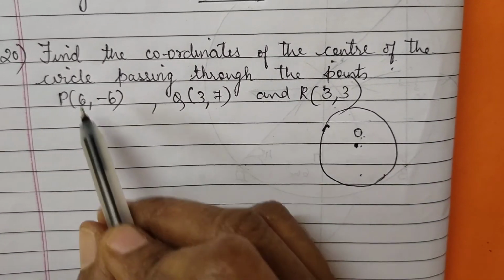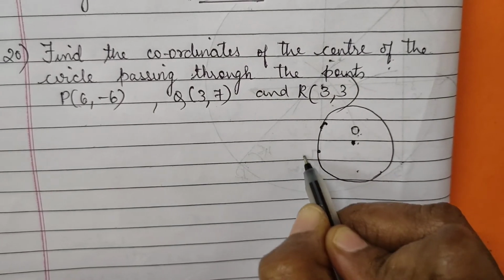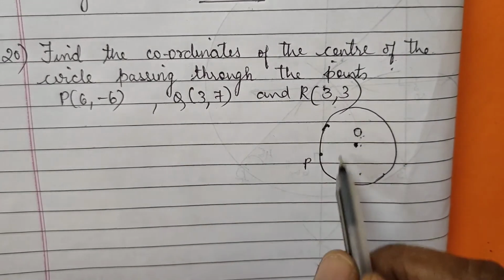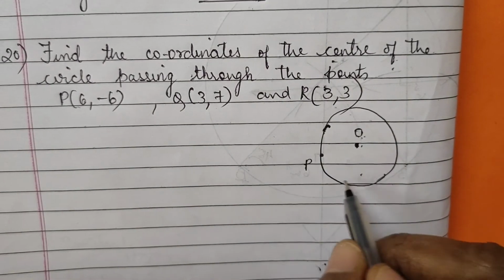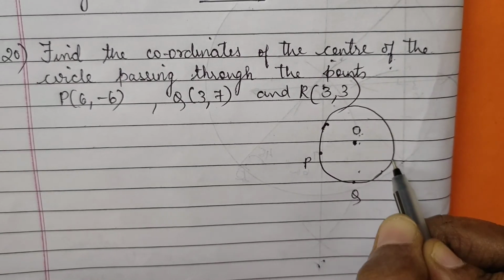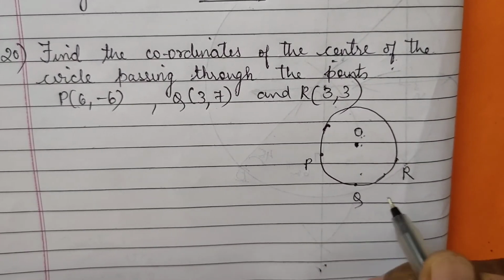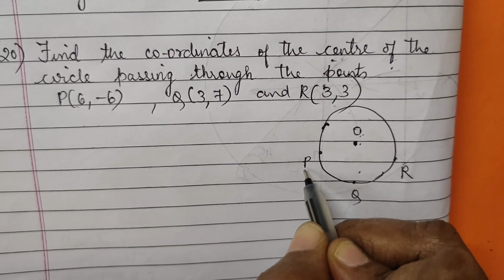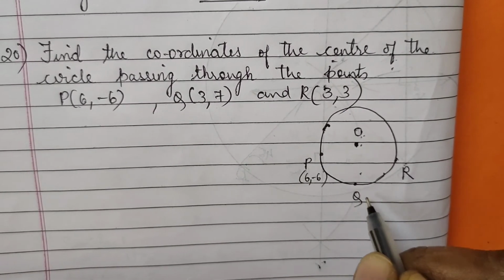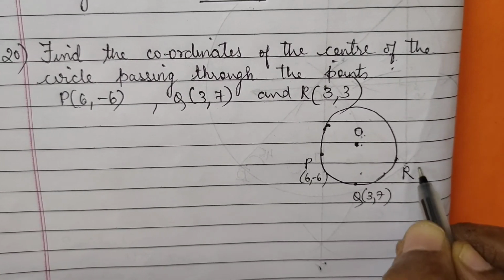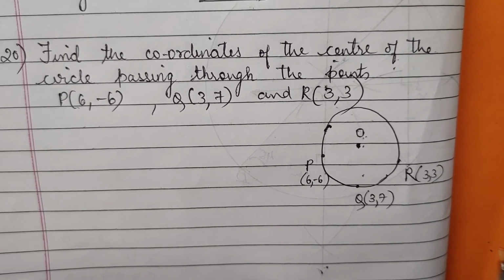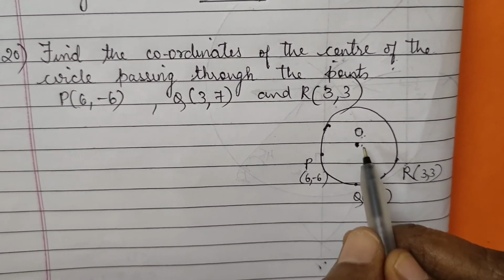Now we have a point P. All of them are passing through the circle, it is said. So there is Q and R. Wherever you want to put them, you can put them. That doesn't matter. So P is given as (6, -6), Q is (3, 7) and R is (3, 3). Now we need to find this point.